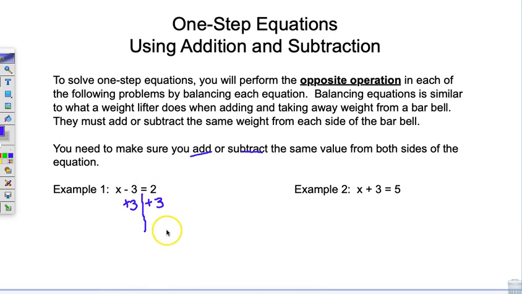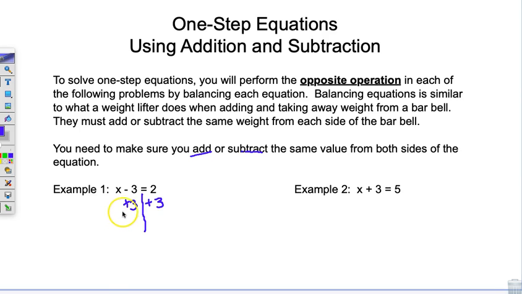Just like a weightlifter might have a barbell like this, and if they add 3 pounds to the left side, they're going to add 3 pounds to the right side, so that when they lift this barbell, they're not lifting it unbalanced. So basically that's what I mean when I say that we are going to balance our equation. So let me get rid of that and go back to the problem.